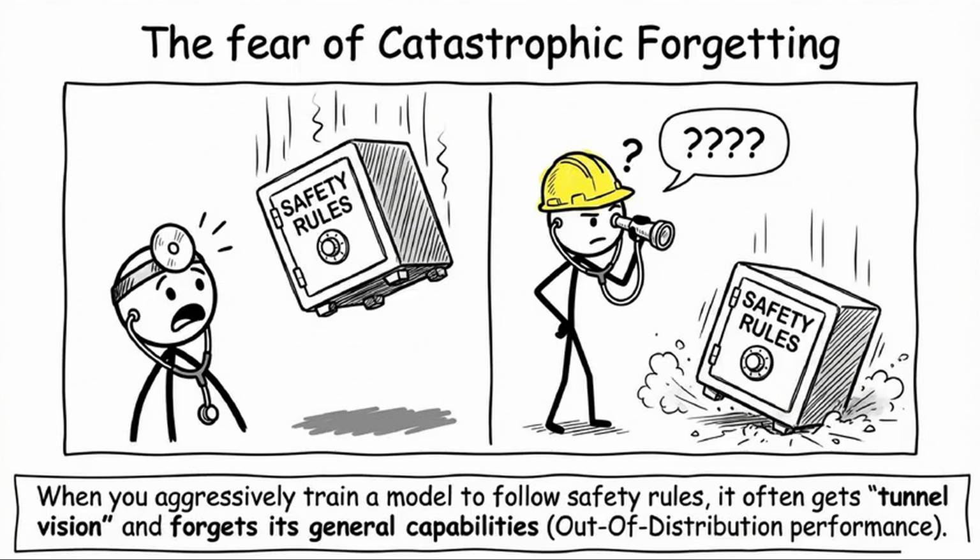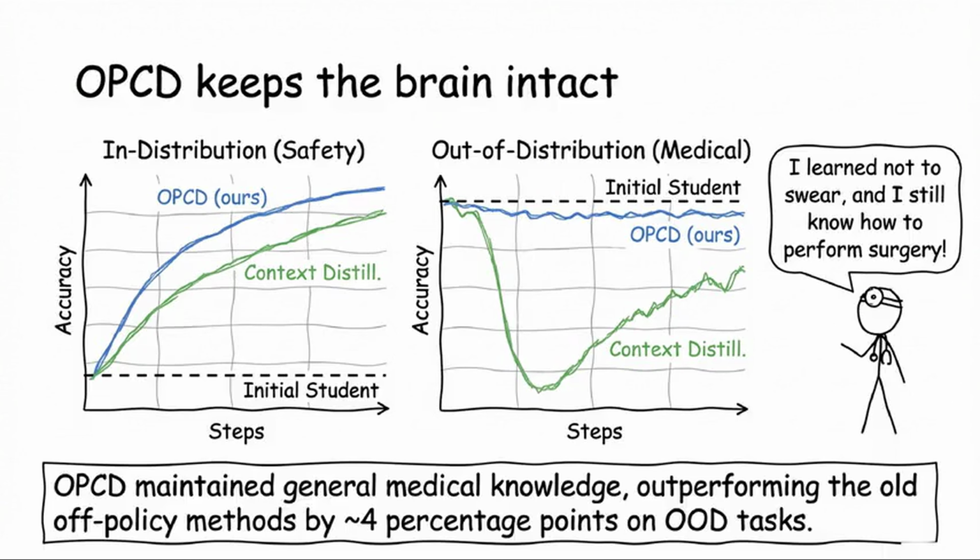Next, you will see a clean example of safety improving while real medical capability stays intact. Now look at this two-panel story. On the left, you have in-distribution safety. As training steps increase, the student gets better at the rules we care about, like refusing toxic language. On the right is the real stress test, out-of-distribution medical questions, where catastrophic forgetting usually shows up first.